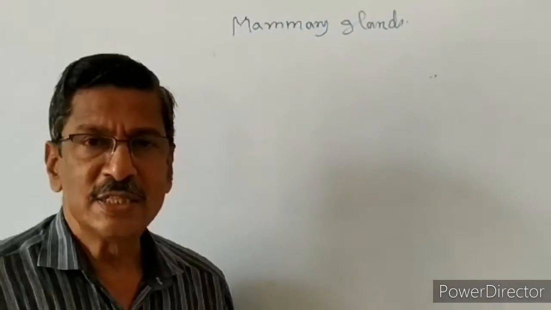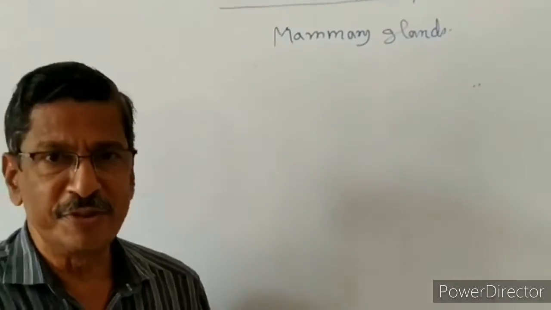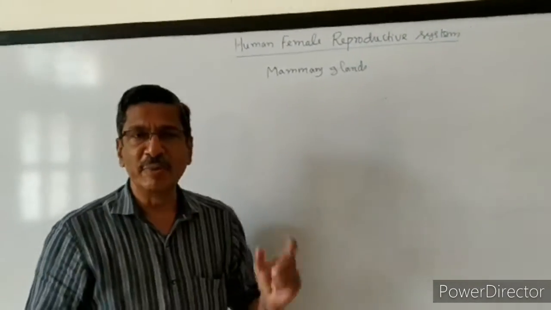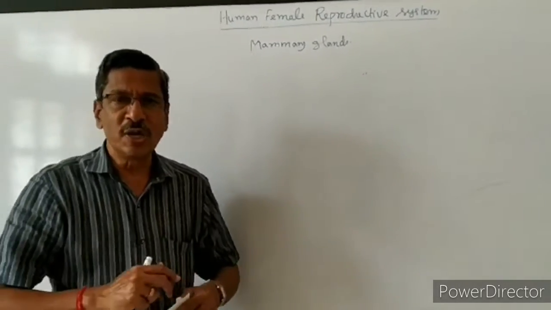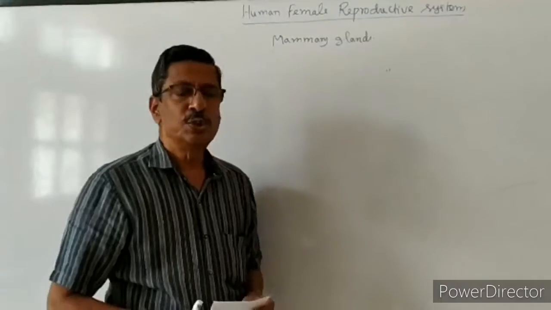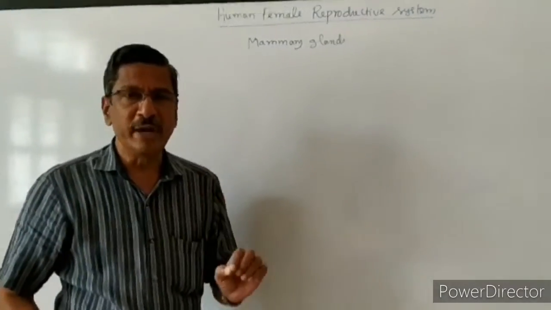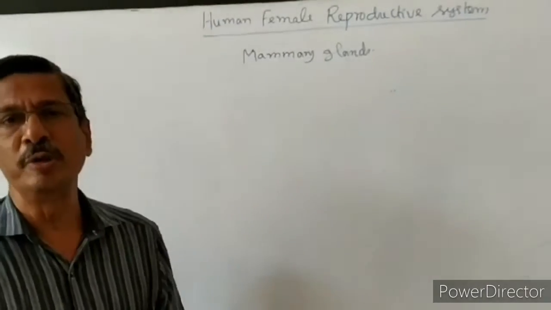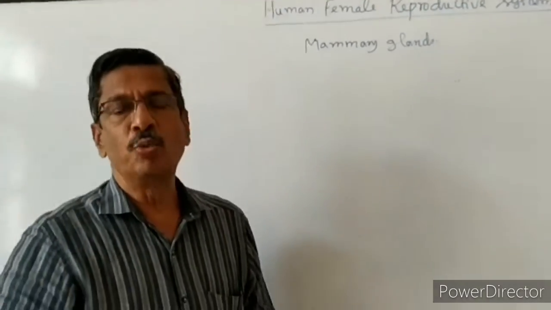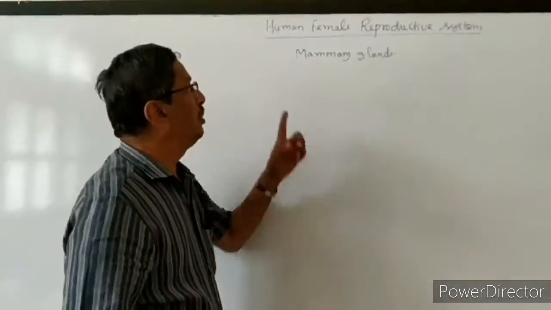Actually, the mammary glands are present both in males and females. But in males, the mammary glands are not at all well developed. So it is rudimentary. Rudimentary means not developed at all. So in males we have only the markings of the mammary glands.